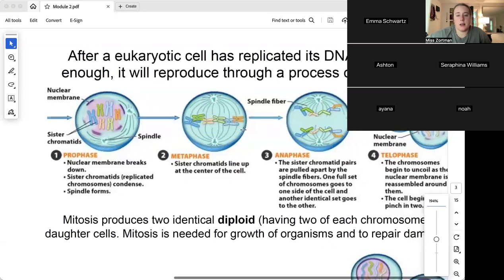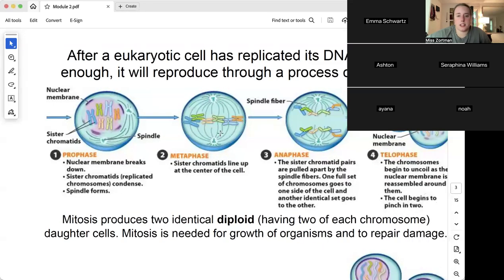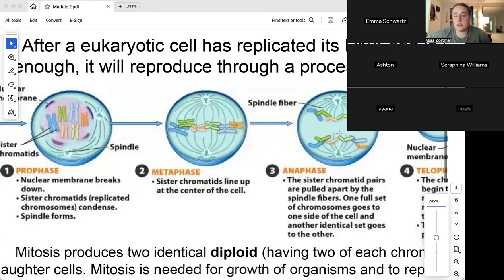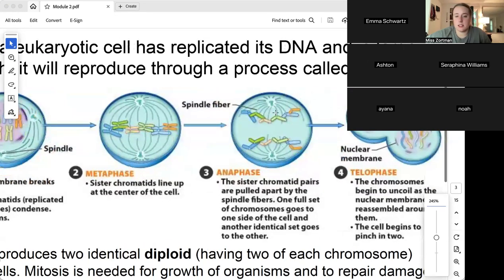When they line up, the spindle fibers are going to start attaching to the centromere in the center here. So that for the next phase, anaphase, A for away or A for apart, the sister chromatid pairs are going to be pulled apart towards the opposite ends of the cell. This again is ensuring that there is one copy of each chromosome on each side. That way, in the end, they're going to be identical to each other.